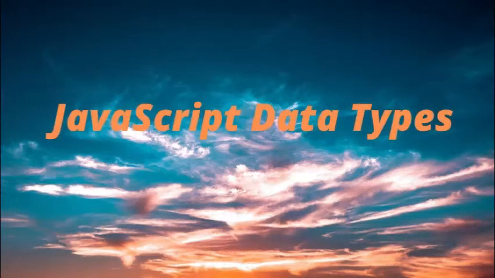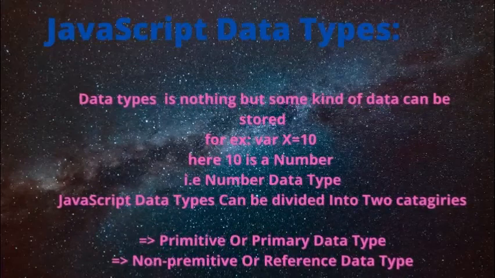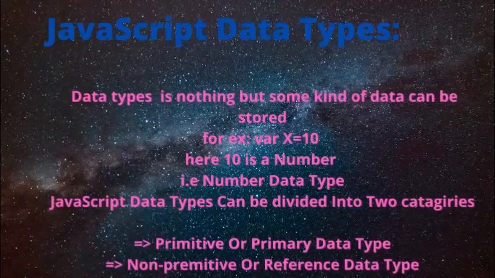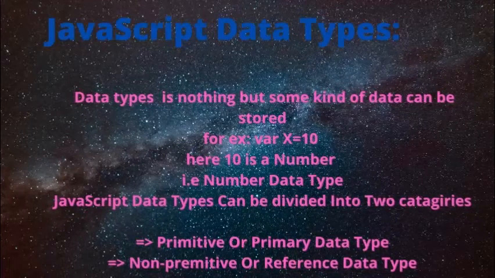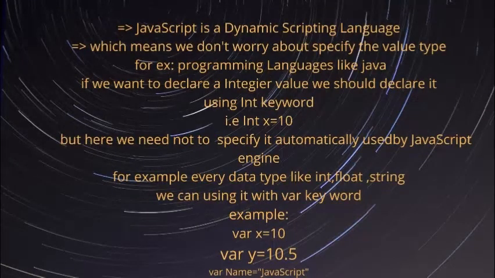We have to discuss data types in JavaScript. A data type is nothing but the kind of data that can be stored. For example, var x = 10, here 10 is a number, that is the number data type. JavaScript data types can be divided into two types: primitive or primary data types, and non-primitive or reference data types. JavaScript is a dynamic scripting language, which means we do not worry about specifying the value type.